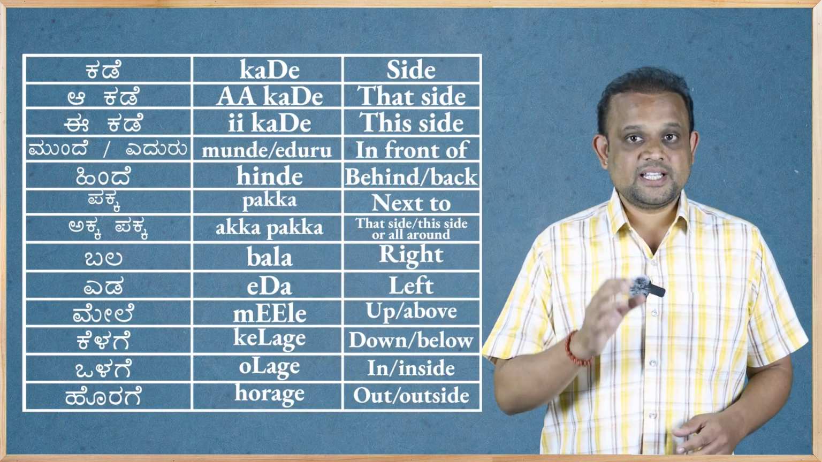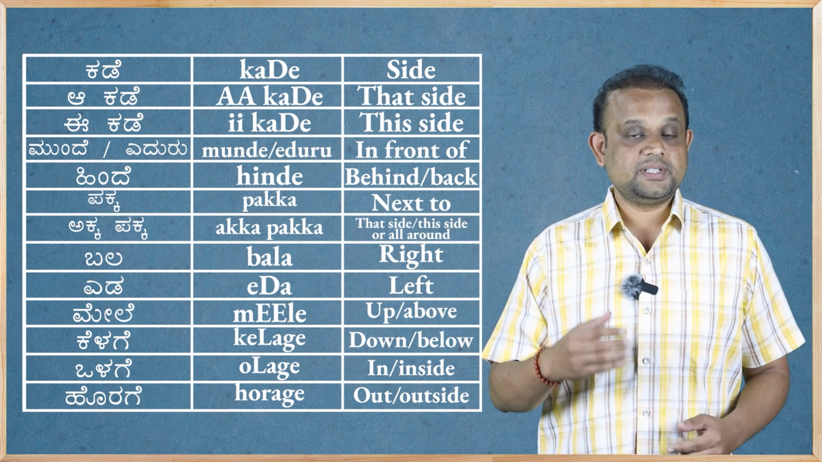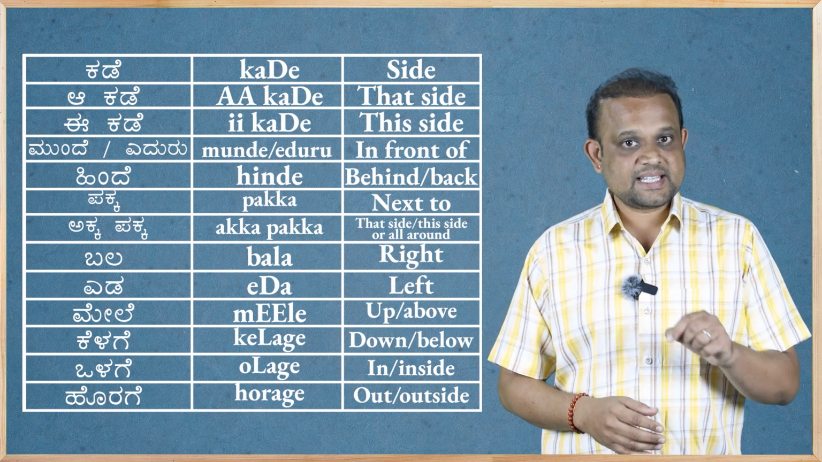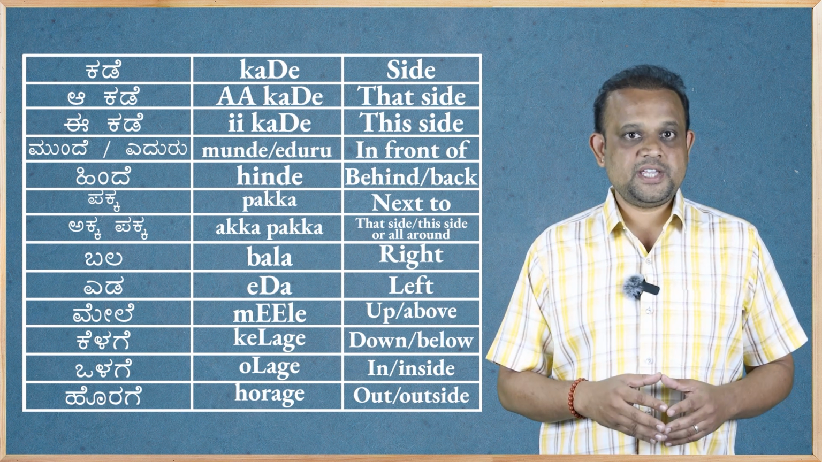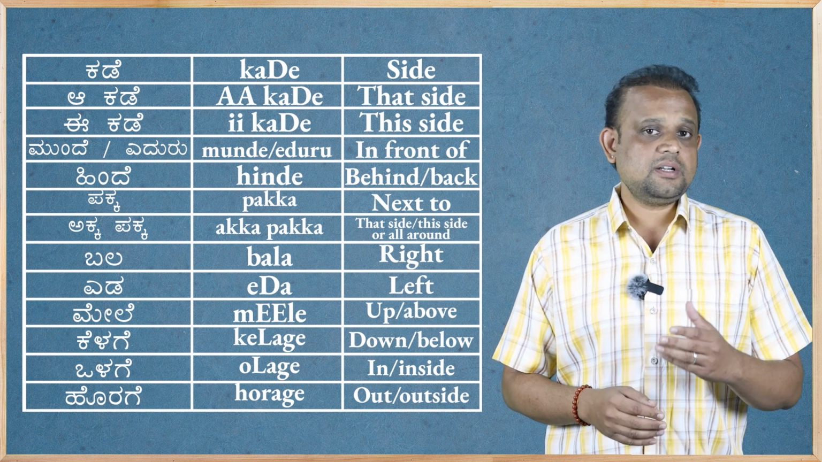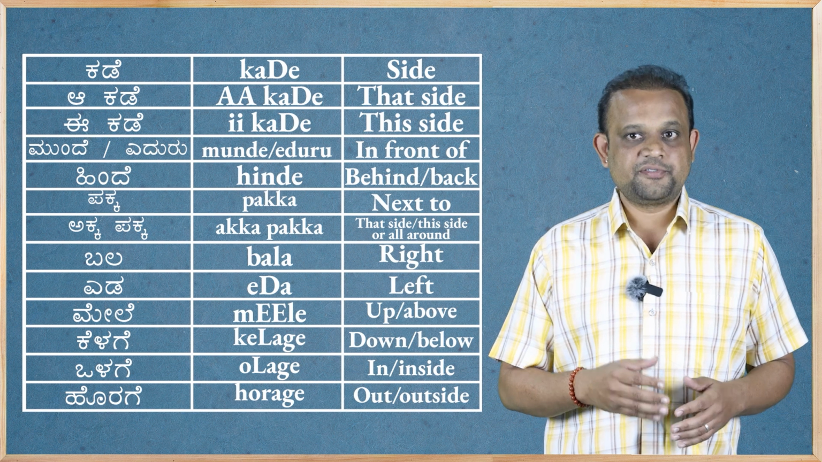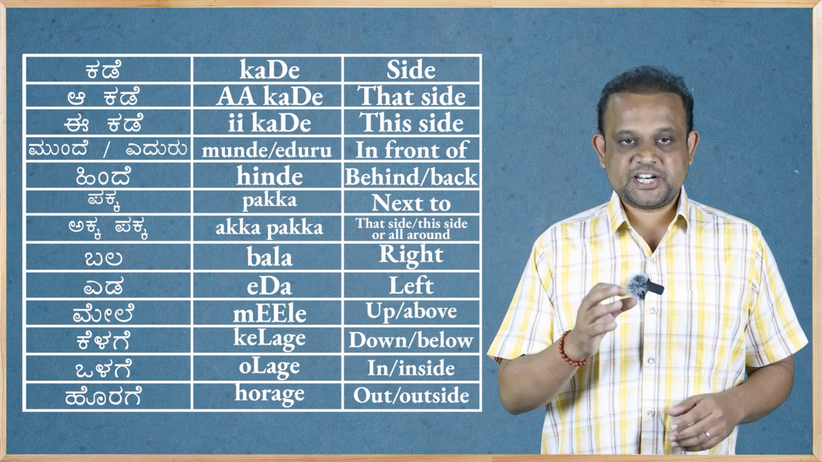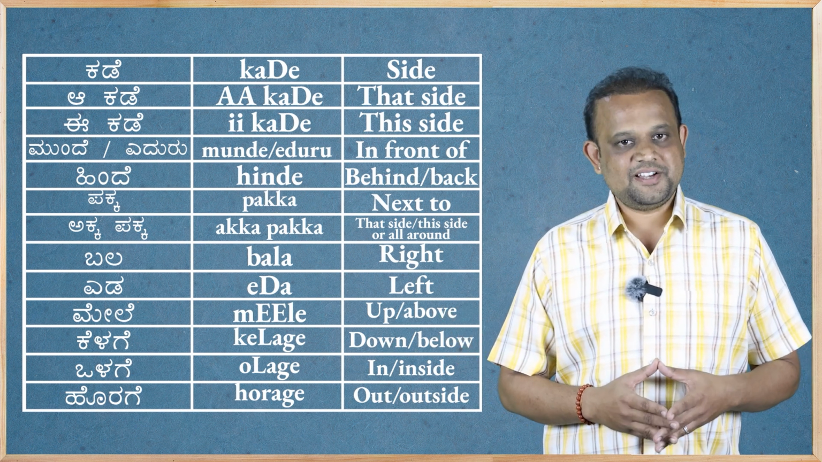Kade. Kade means side. Kade refers to that side. Ee kade is used for this side. Munde or yaduru. Munde or yaduru means in front of. Hinde signifies behind or back. Pakka means next to. Akka pakka refers to that side or this side. We also covered directions like bala for right, yada for left.